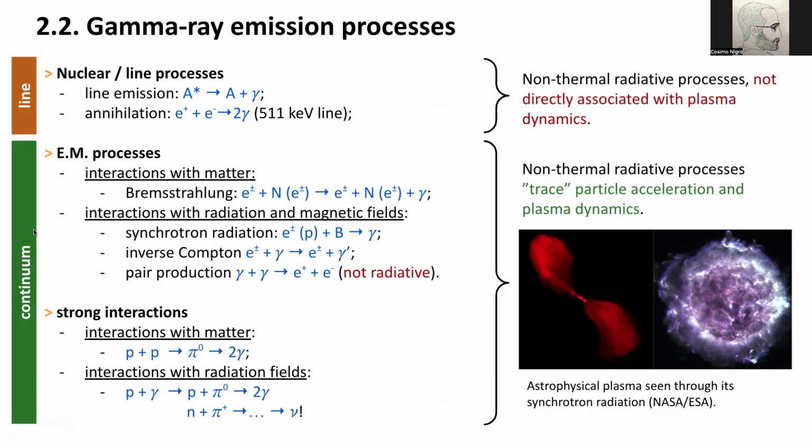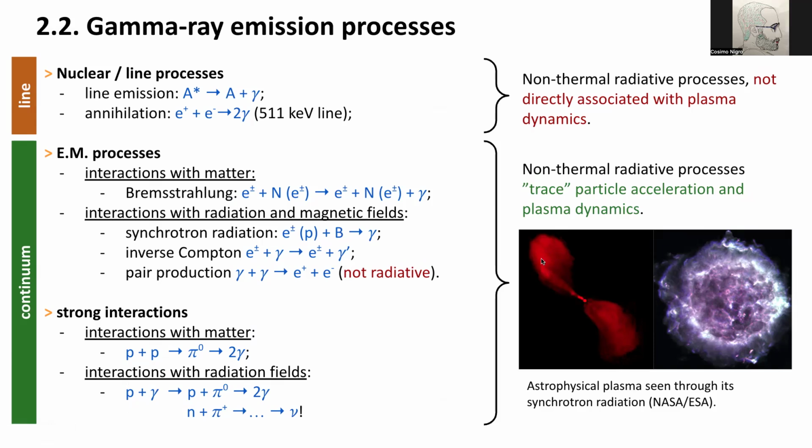But continuum emission processes, like electromagnetic processes such as bremsstrahlung, synchrotron radiation, inverse Compton, and also strong interactions like proton-proton interaction or proton-gamma interaction, are really related to the accelerated particles. Here the subject of the interaction, the particle that is radiating, is really the cosmic ray particle that we are interested in studying, either the electrons and positrons or the protons. And thus, this type of thermal and non-thermal radiation really traces particle acceleration and even plasma dynamics.